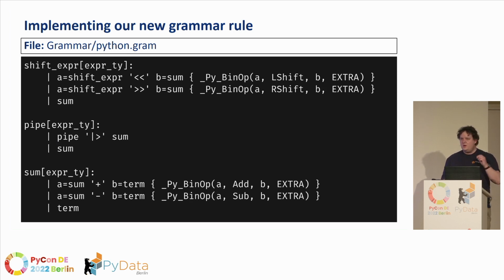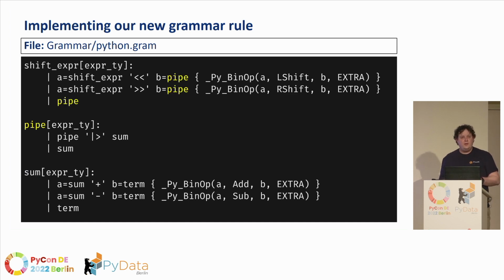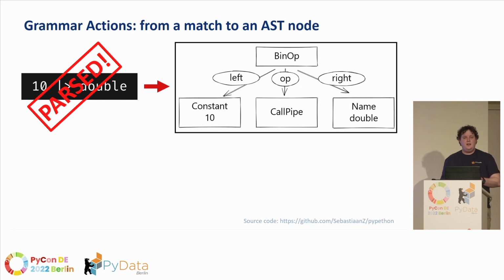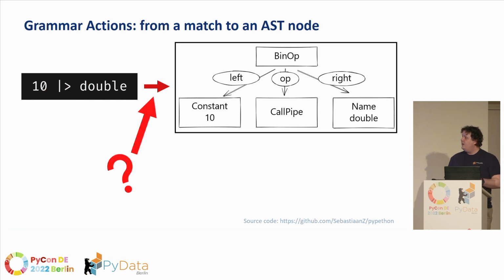Well, that's fun, but we're not quite done. The problem is that this pipe rule isn't yet referenced by any other rules. So if you look at the shift expression at the top, it only references the sum, so it will jump over our rule. So I have to modify that as well. I just insert the pipe rule there, and now our new pipe rule is between the shift expression rule and the sum rule, and now it's part of the grammar that will be parsed. Cool. So now we can actually parse the thing that's on the left. But we're not quite there yet. Another thing that we need to do is we need to tell the parser how to turn what it has just parsed into that AST node on the side. And this is the AST, the abstract syntax tree representation of a binary operator.